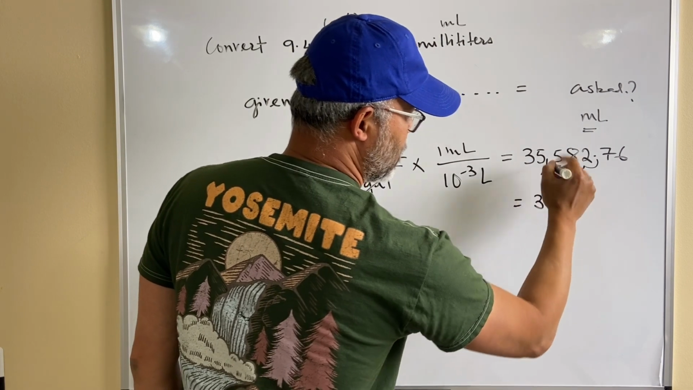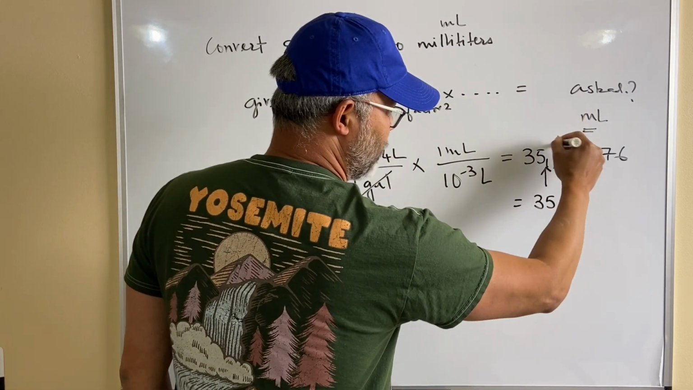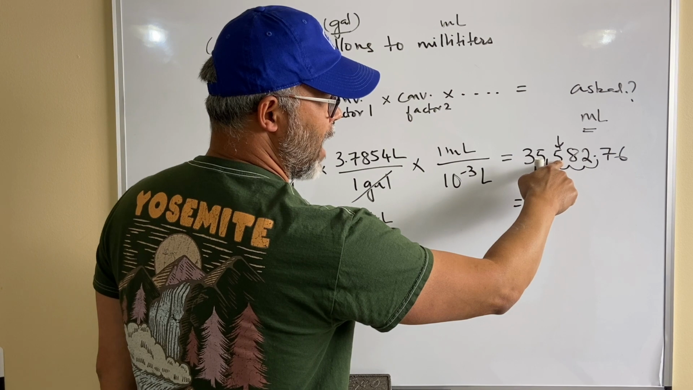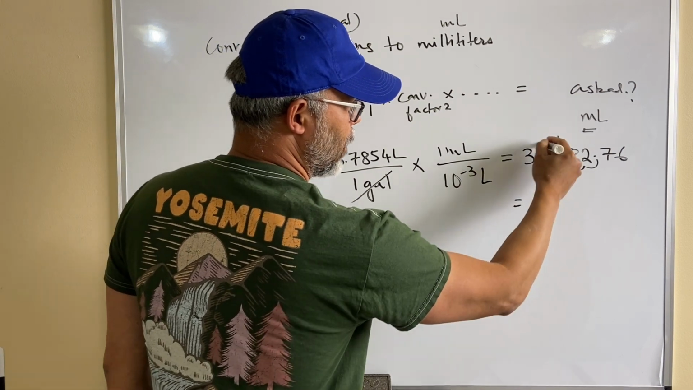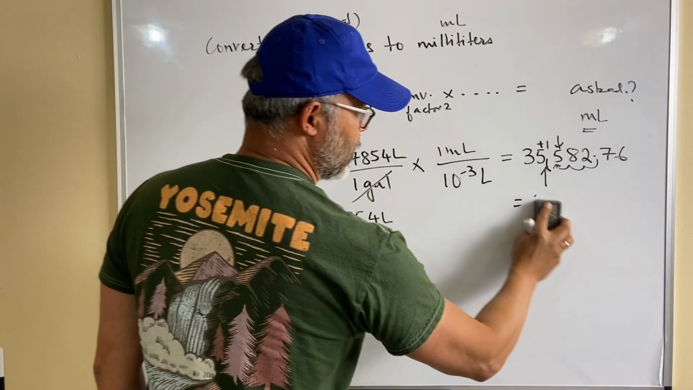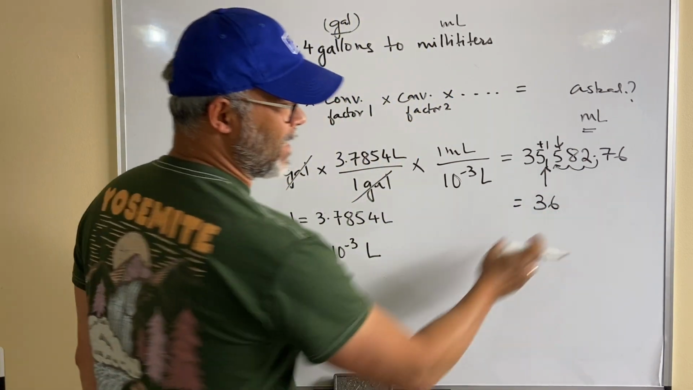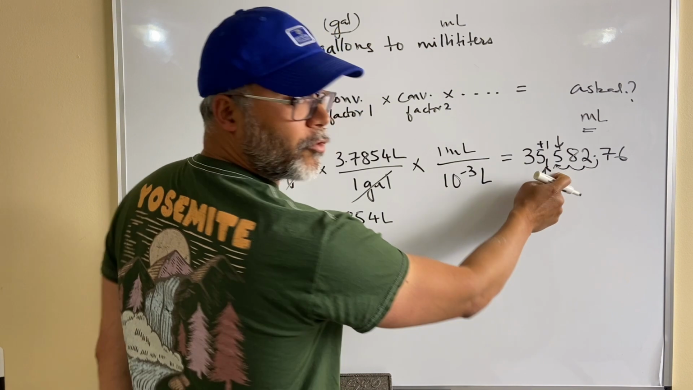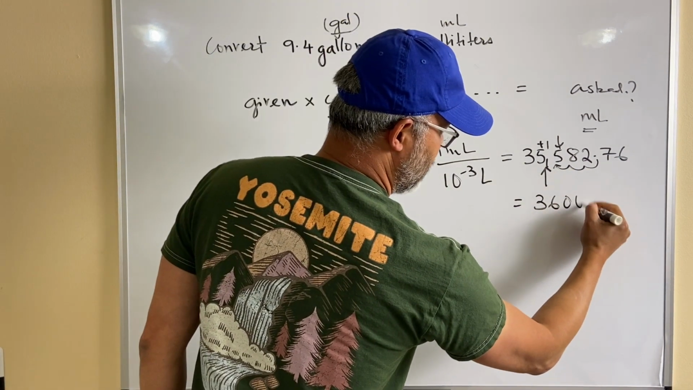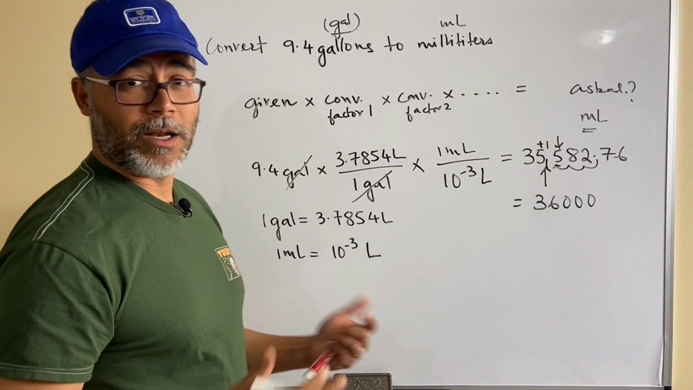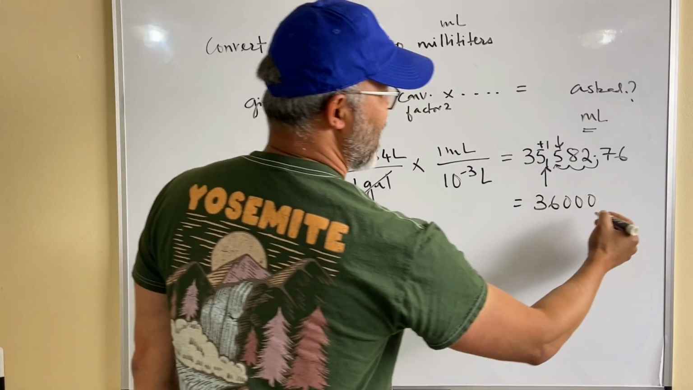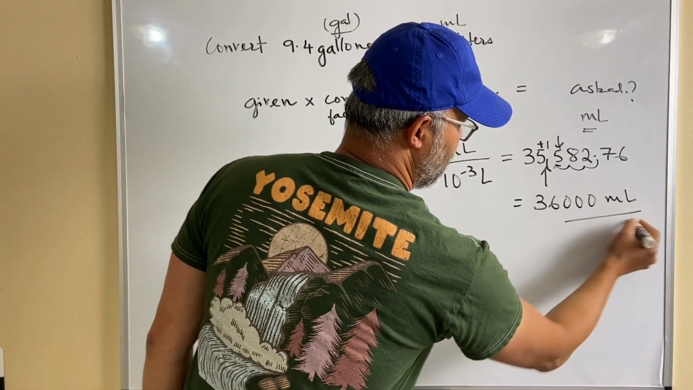We're going to stop here, at number 1. We have to drop all of that. That's 5 and greater than 5, which means we're going to add 1 to this 5 to round it appropriately. So that's going to be 36. And now that number's too small. Since we moved 3 places, we're going to add 3 placeholder zeros to make the number large enough. So that's 36,000 milliliters.